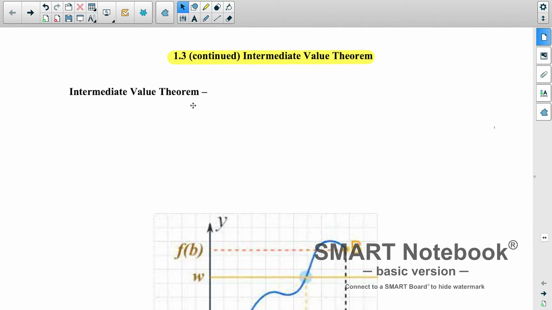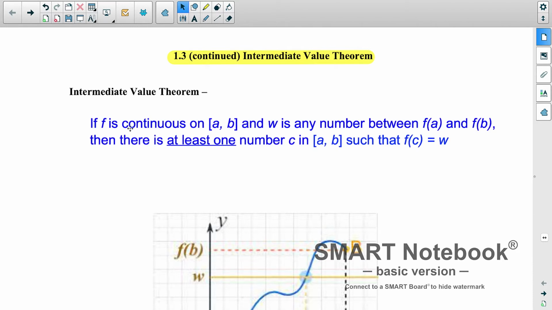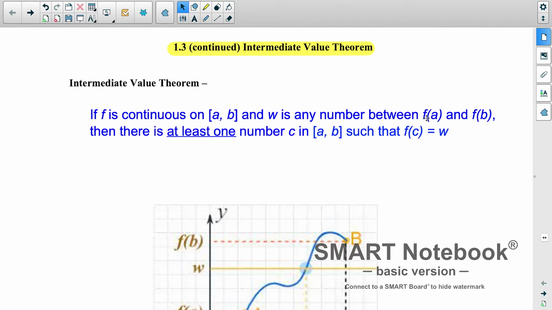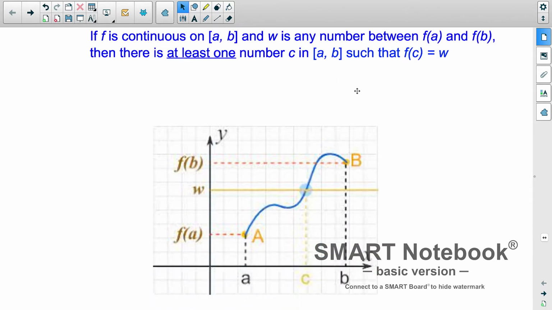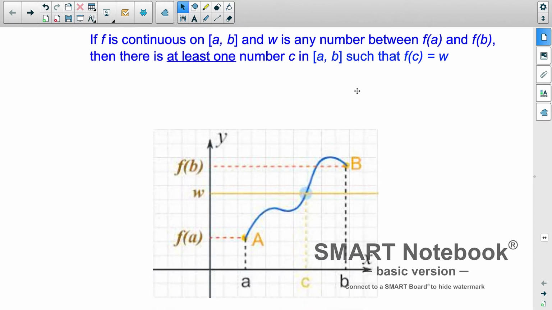The intermediate value theorem states that if f is continuous, so if a function is continuous, remember, the basic way you can think of continuous is a function you can draw without lifting your pencil, on the interval from a to b, including a and b, and if w is any number between f of a and f of b, then there is at least one number, c, in that interval a, b, such that f of c equals w. Boy, that is a big statement, isn't it? But what does it mean?